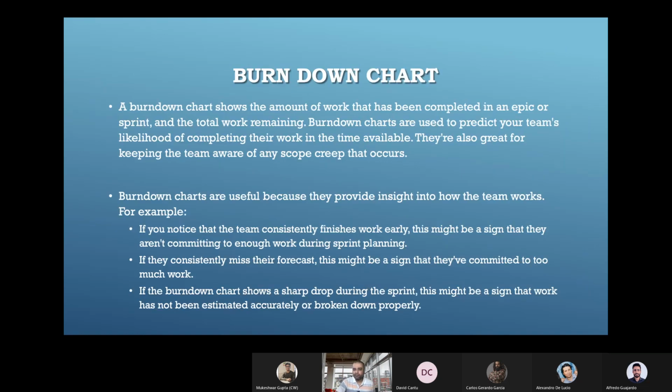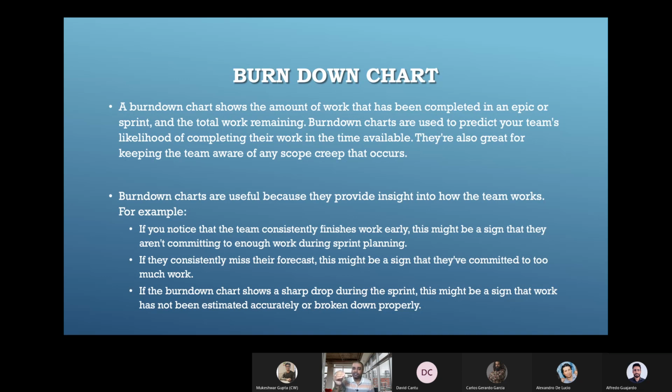Again, coming back to the points, I showed you that graph so that you can imagine in your mind how it looks. So burn down charts are useful because they provide insight into how the team works. For example, if you notice that the team consistently finishes work early, as I was saying, this is a sign that they aren't committing enough to the work during sprint planning. Maybe their velocity is 60, but they just committed to 45 story points. So 45 story points will be completed early, 3-4 days before.